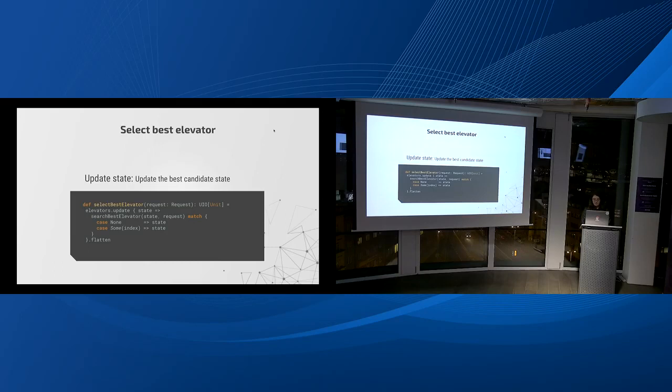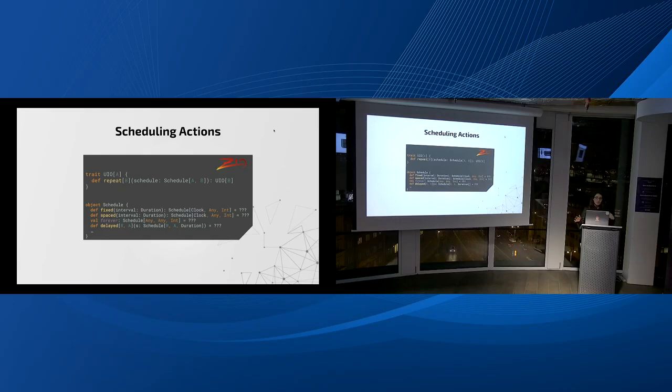So now, how could we schedule actions? In ZIO, there is a Schedule type that you can use, for example, to repeat or retry an action in case of failure. But now we will use a schedule to repeat our action. And for an IO, we can call repeat and then use that schedule.